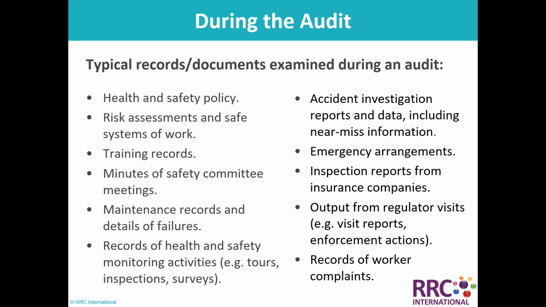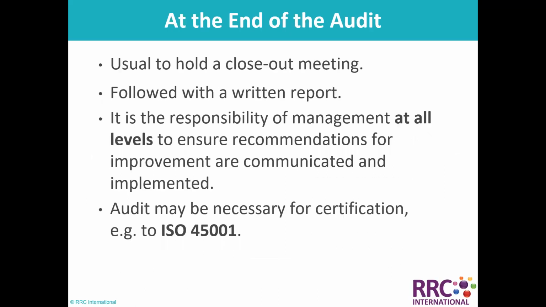Typical records and documents examined during an audit: health and safety policy, risk assessments and safe systems of work, training records, minutes of safety committee meetings, maintenance records and details of failures, records of health and safety monitoring activities, for example tours, inspections, surveys. Accident investigation reports and data, including near miss information, emergency arrangements, inspection reports from insurance companies, output from regulatory visit reports, enforcement action, and records of workers' complaints.